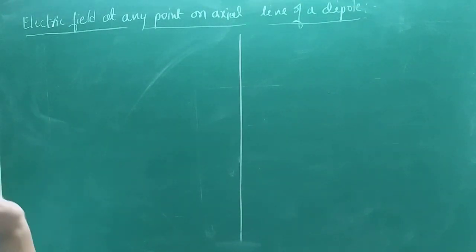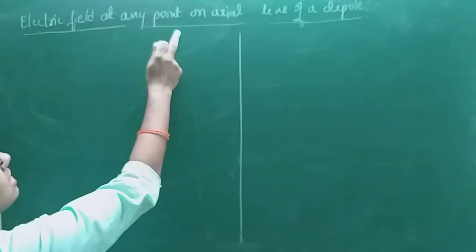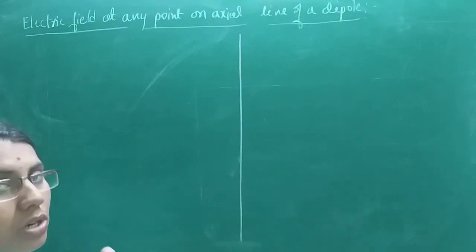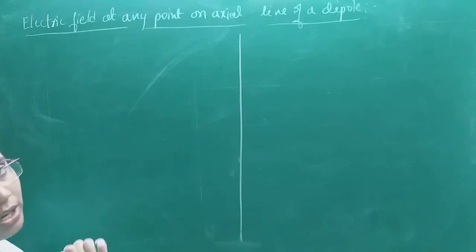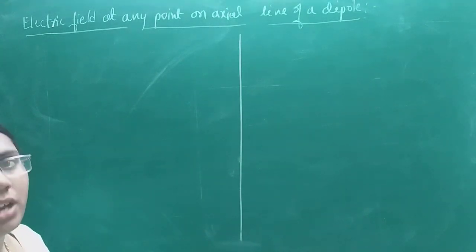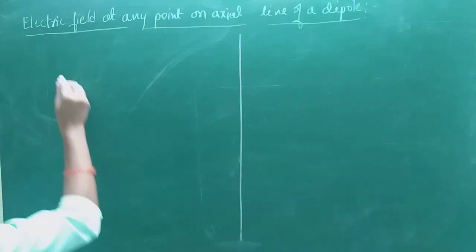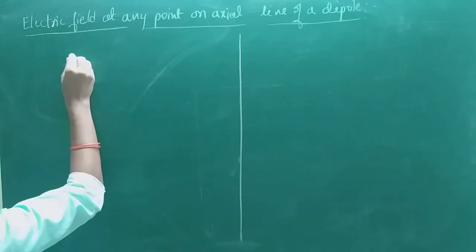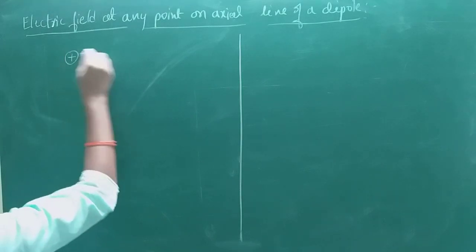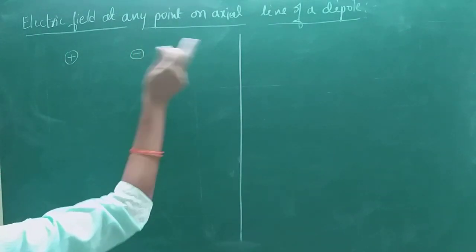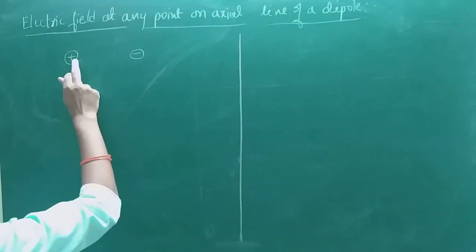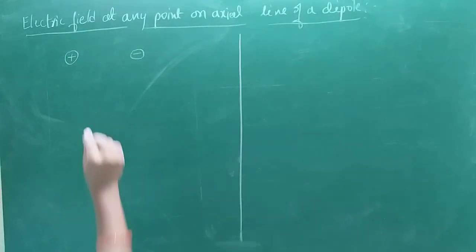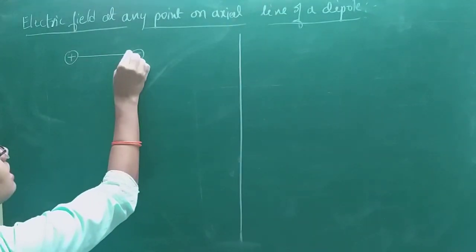For that, let us consider the first one, the axis of a dipole. What is the electric field at any point on the axis of a dipole? That we have to find out. So for that, let us consider an electric dipole. Here I am considering an electric dipole. We know a dipole consists of two equal and opposite charges separated by a small distance. So now this is an electric dipole.